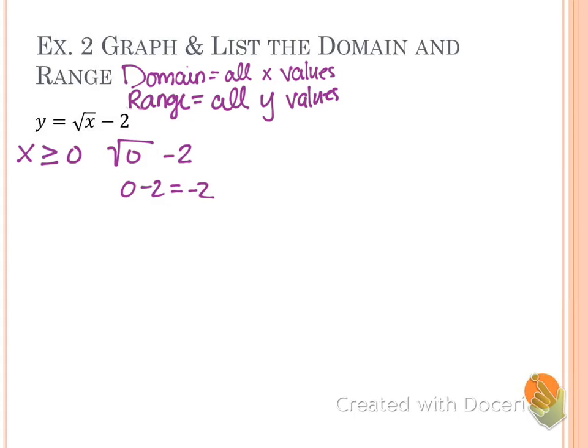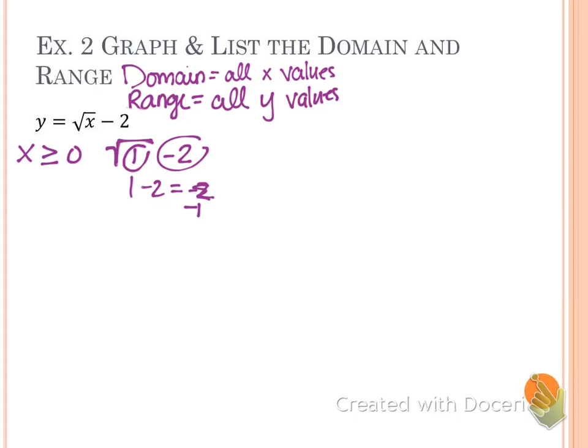Okay? What about the square root of 1? Will that work? Square root of 1 is 1. 1 minus 2 is equal to -1. Okay? So as long as the number underneath the radical is 0 or bigger, then I'm fine. It has nothing to do with what's on the outside of the radical, either before it or behind it.